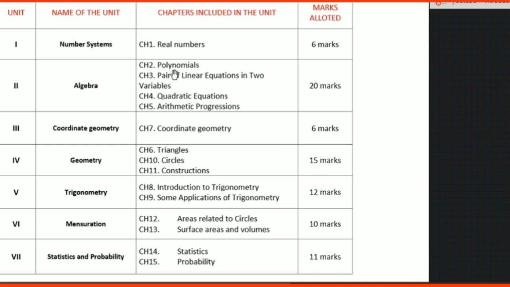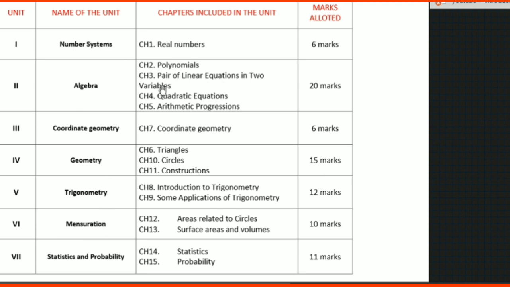Suppose in one paper, in sample question paper 1, polynomials may carry more marks than these 3 chapters, but in the second paper, pair of linear equations may carry more marks than polynomials. Then if you prepare only polynomials, you are going to lose marks. So always go unit wise. Take up any unit and prepare well for the unit and go to the next unit, and then the next unit, like that, right?